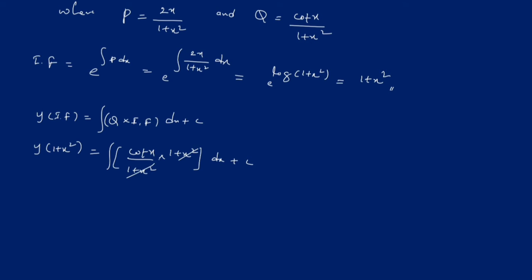Here 1 plus x square and 1 plus x square get cancelled. We get y into (1 plus x square) equals integration of cot x dx plus c. The integration of cot x is log of mod sin x. So y (1 plus x square) equals log mod sin x plus c. Hence, this is our required solution of the linear differential equation.